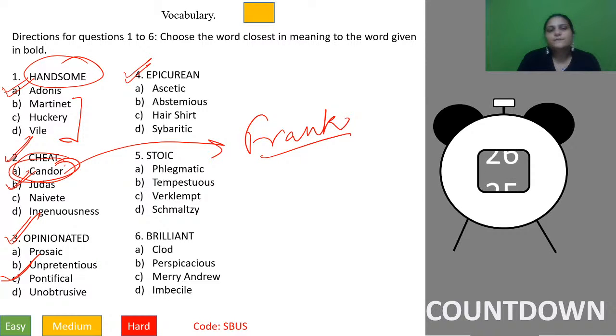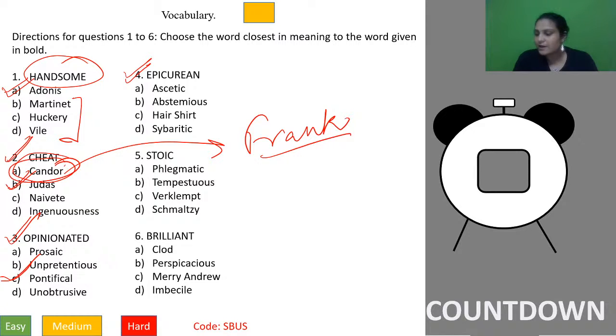Do I have a picture on this? I don't know if I have a picture on this. I should be having. Oh, I have a very good picture related to Epicurean. You'll be in splits when you see the picture. So wait for the picture. All right. Anybody?